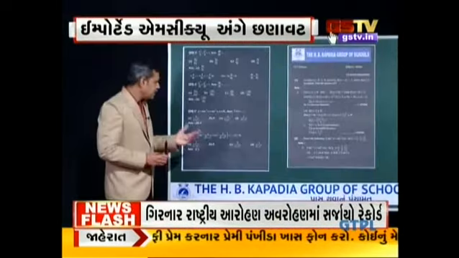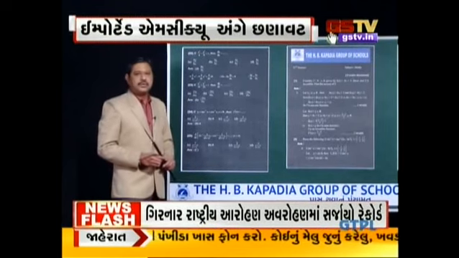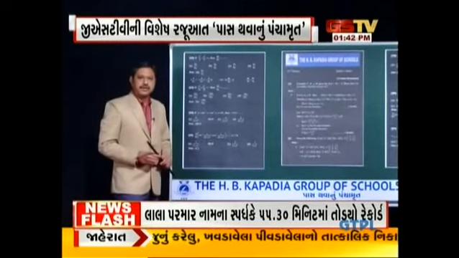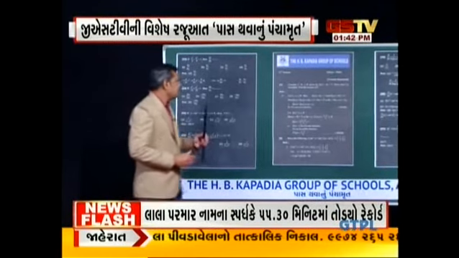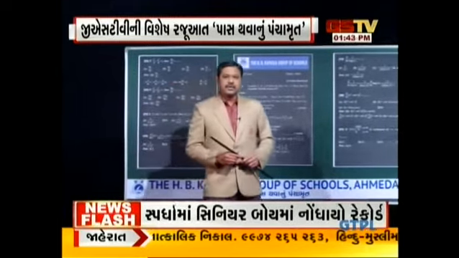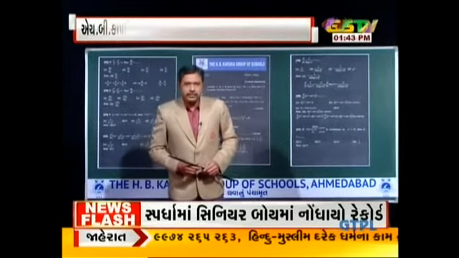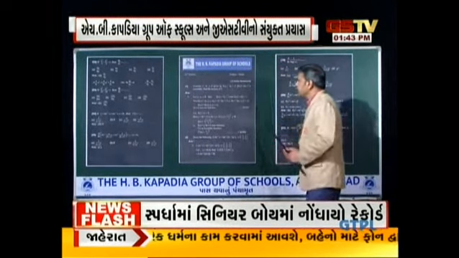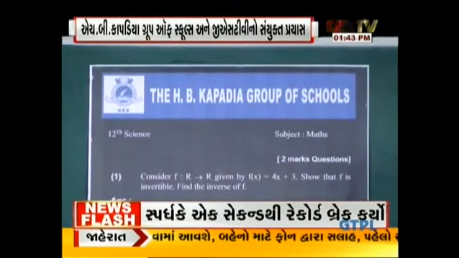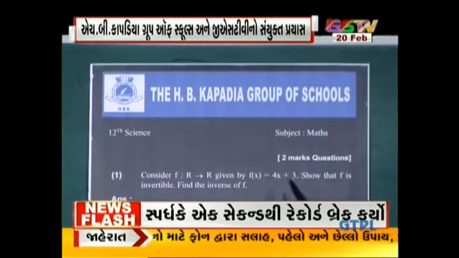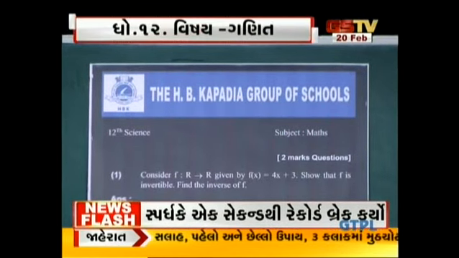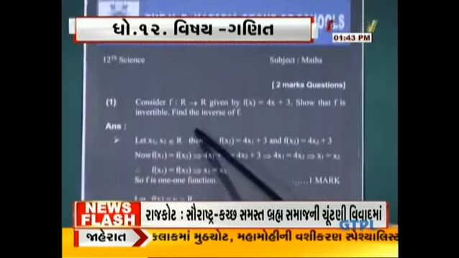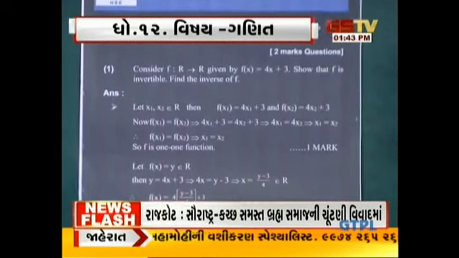Okay student, so we discussed chapter 1, chapter 2 and chapter 5 MCQs by applying formulas or shortcut methods. Next we start, student, we will discuss 2 marks questions for part B. First question: consider f is a function from R to R given by f x is equal to 4x plus 3, show that f is an invertible function and find the inverse of x.